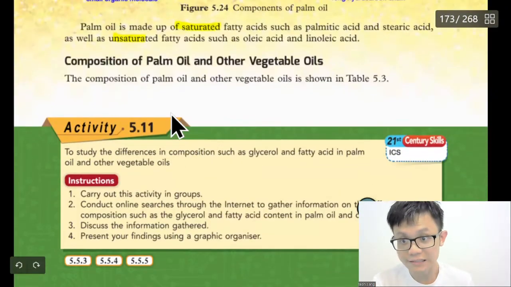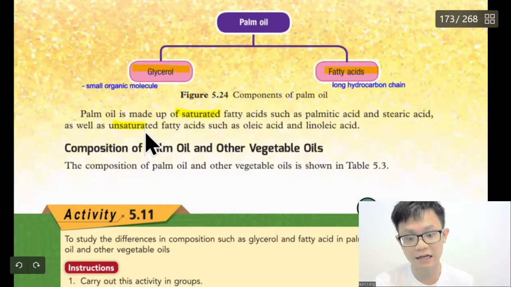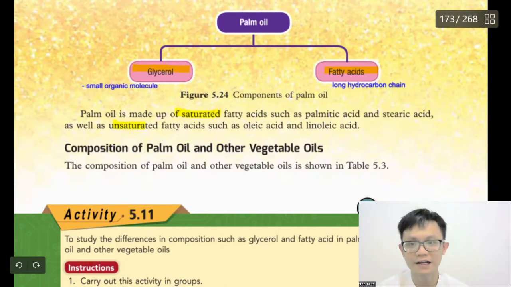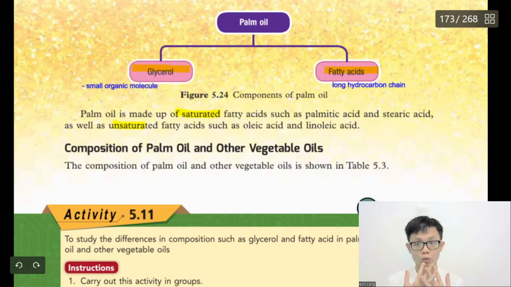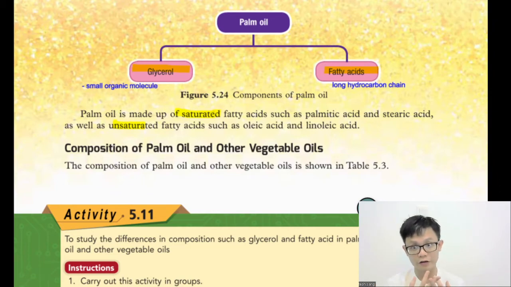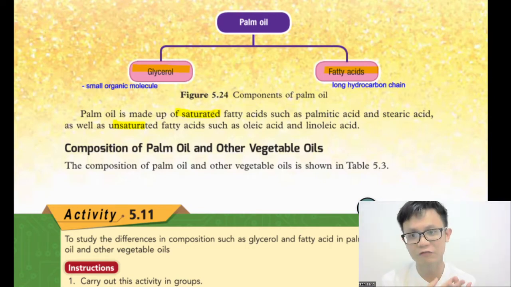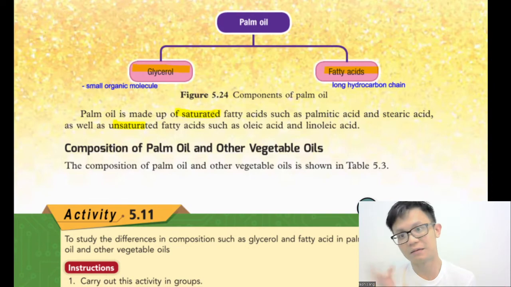So which one is healthier, saturated or unsaturated? Actually, the healthier one is unsaturated. So yep, the healthy one is unsaturated. So if you want to buy oil, you need to learn this, because when we learn science, we don't want to just go for the exam, pass the exam and get an A.